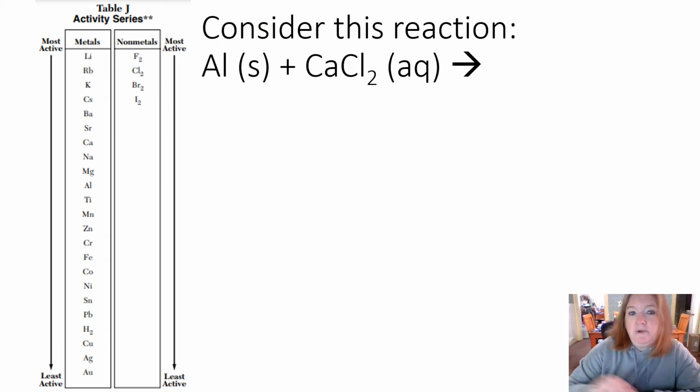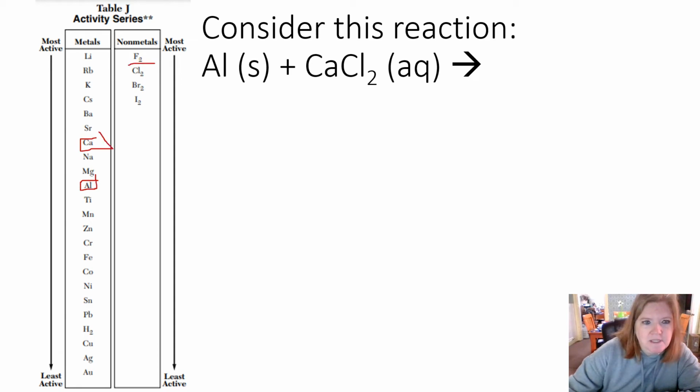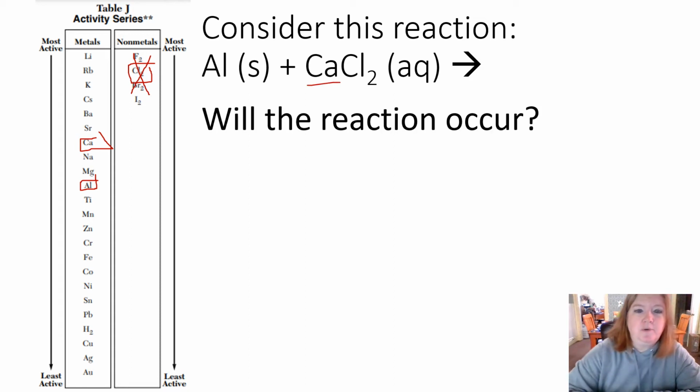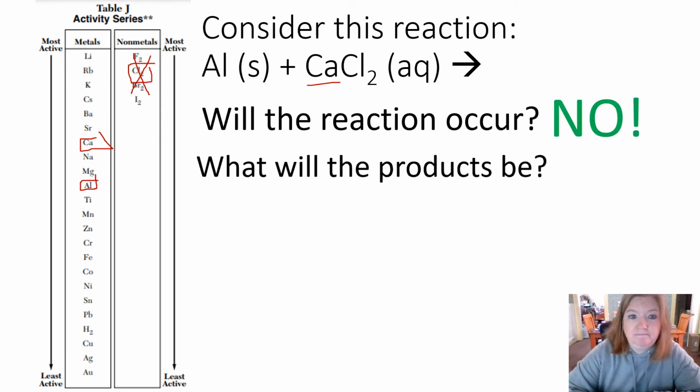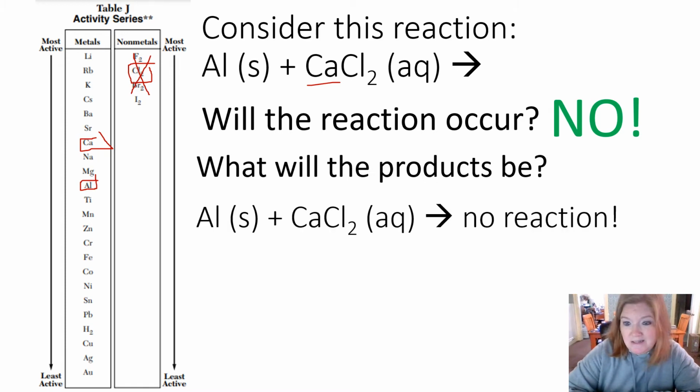All right, what about this reaction? Let's look at everything on here. We have Al, we have Ca, and we have Cl2. I'm going to ignore this because I'm only going to look at the two things in the same column. Well, Ca is higher. So will this reaction occur? No, because the bossy one, the higher one, is already paired up. So the products will be nothing. There's going to be no reaction.